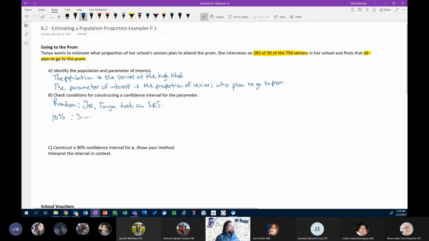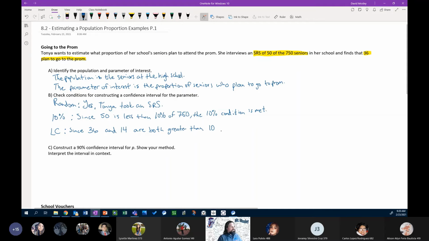10%, all right. Since 50 is less than 10% of 750, the 10% condition is met. And finally, we have our large counts. Since 36 and 14 are both greater than 10, the large counts condition is met.